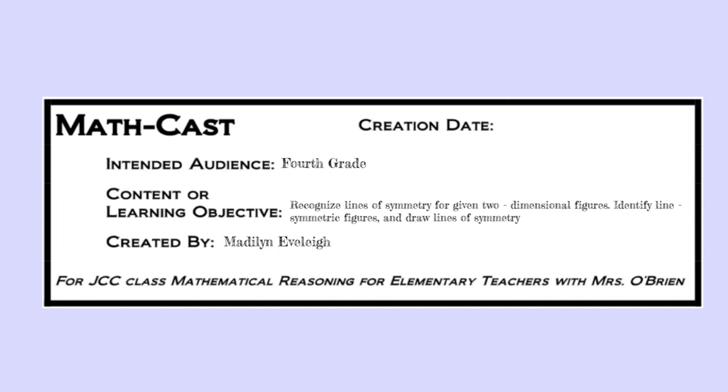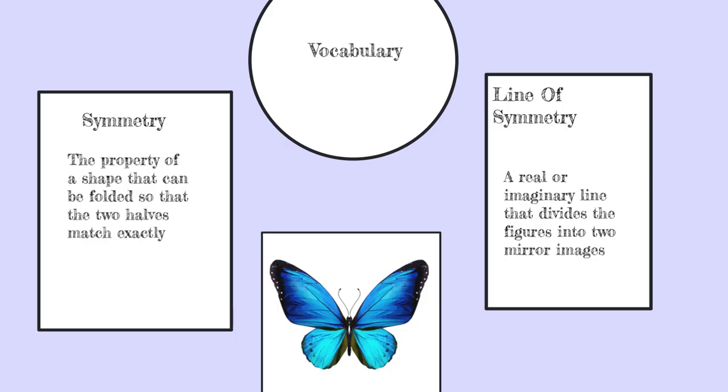Today's intended audience is 4th grade, and our content or learning objective is to recognize lines of symmetry given for two-dimensional figures, identify line symmetric figures, and draw lines of symmetry. Today we only have two vocabulary words to go over, symmetry and line of symmetry.